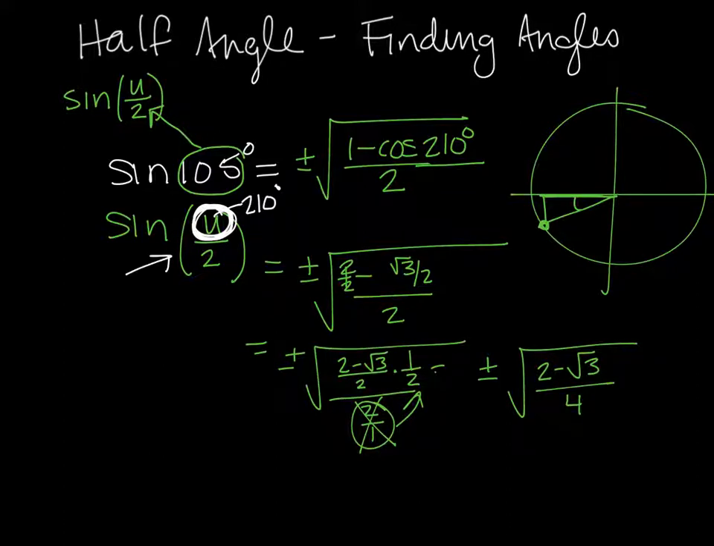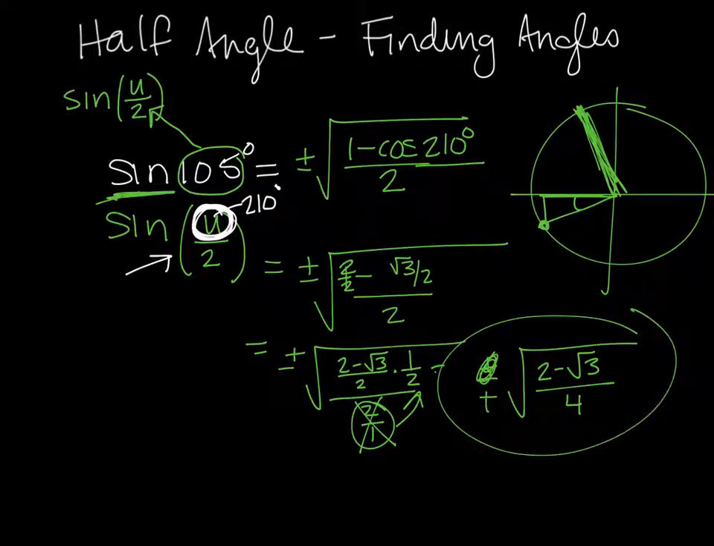Here's what's happening. I've got this, but notice I have this plus or minus out in front, and that needs to be dealt with. It's either plus or minus. Notice I have 105. What quadrant is 105 in? It's going to be about there, so 105 is in the second quadrant. I'm looking at sine, and sine is positive in the second quadrant. So my answer here is positive: the positive square root of 2 minus root 3 over 4. Okay, so this is my answer.